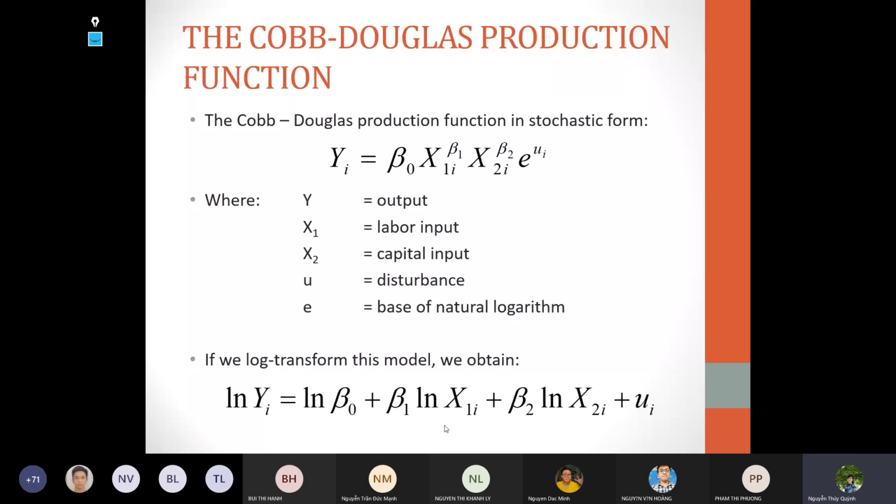And the same for beta 2. When we increase capital by 1% and keep labor unchanged, y will increase by beta 2% on average. So the change in x and y here is not the absolute change, but the relative change, not the absolute change in the value of x and y.